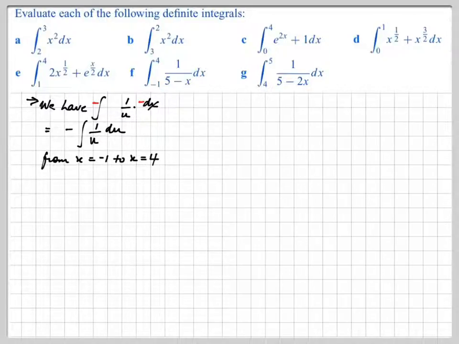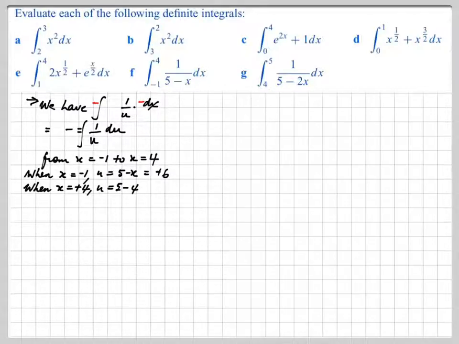Now I'm saying that x goes from -1 to 4. So I'm going to convert that into u's, okay? When x is -1, u is 5 minus x, which gets me plus 6. When x is plus 4, u is 5 minus x, which is 5 minus 4, which gets me plus 1. Now I'm going back to definite integral land. Now I'm completely correct there. They can't take any marks off me. I've done it correctly. But you must not mix up your variables.